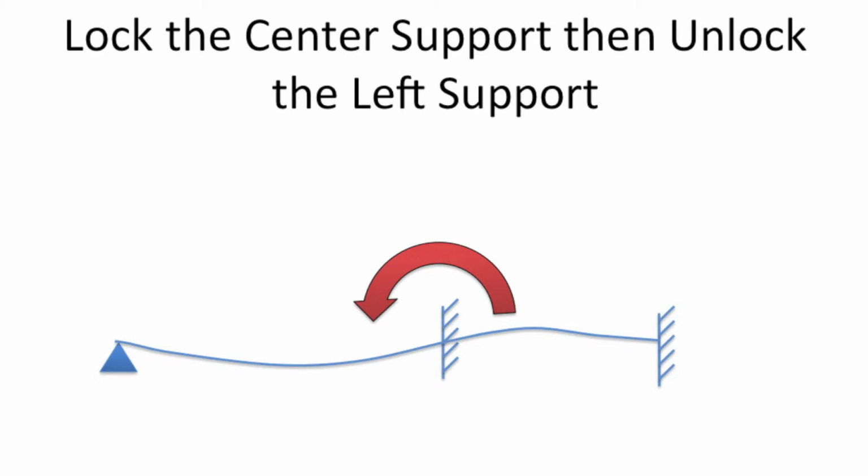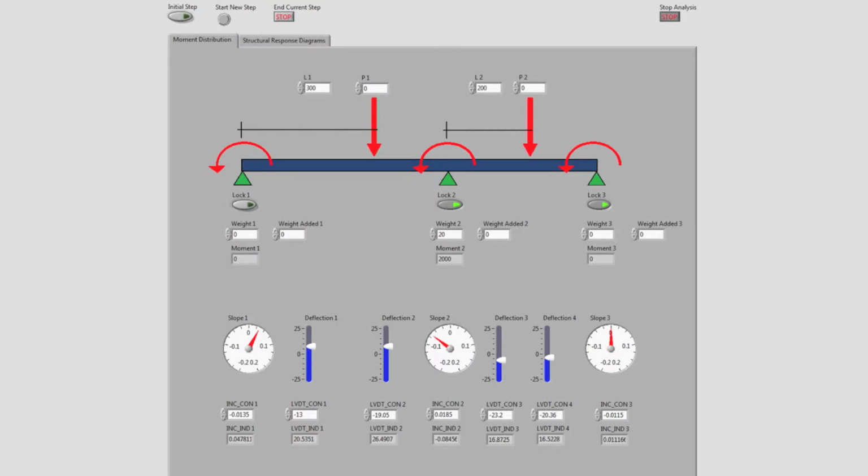At the end of the previous step, Stephen locked the center support, so the next step in determining how our applied moment is distributed is to unlock the left support, releasing the moment there. As you can see, the center support is now locked in our LabVIEW interface. This is indicated by the neon green light at that location. The left support is now unlocked, and you can see a rotation on the corresponding dial.